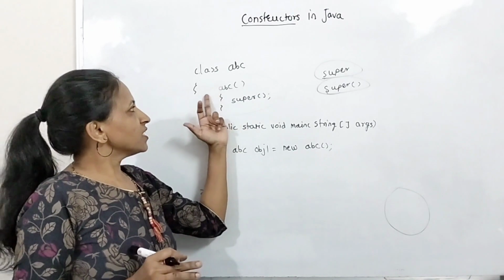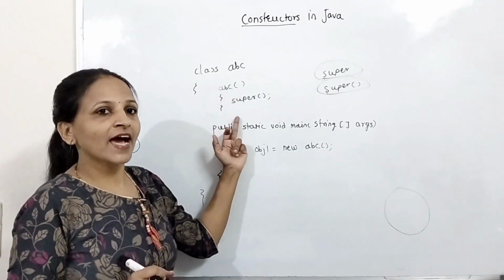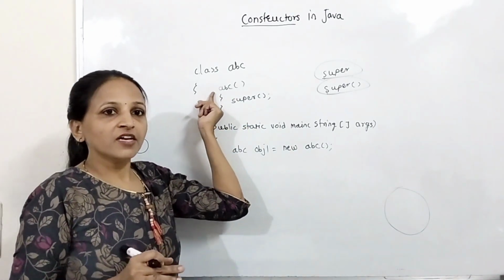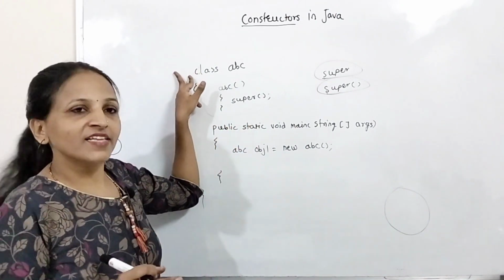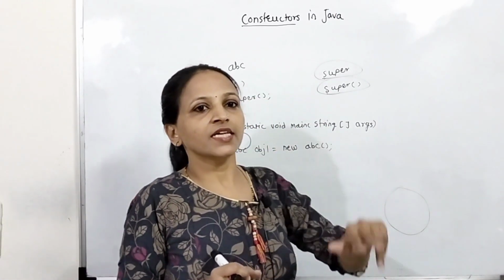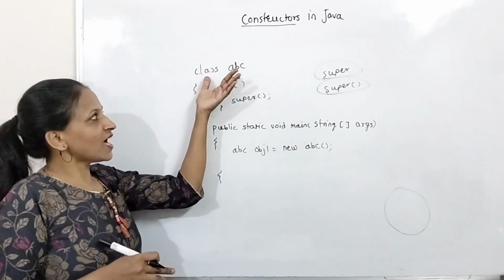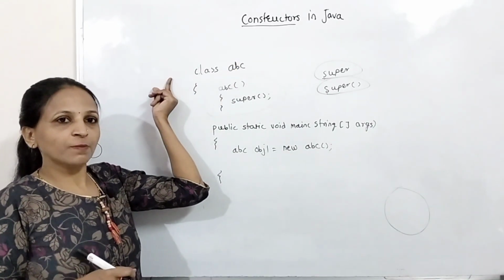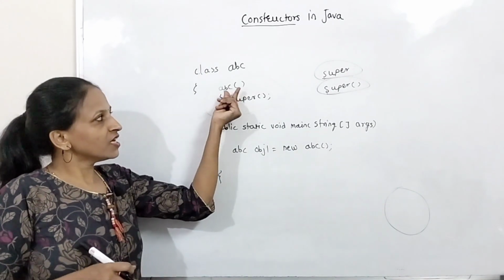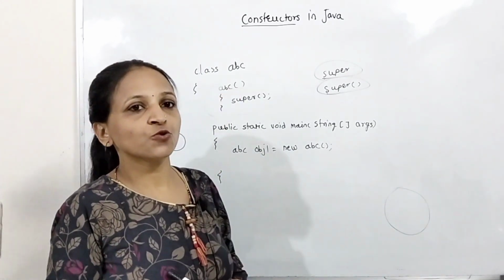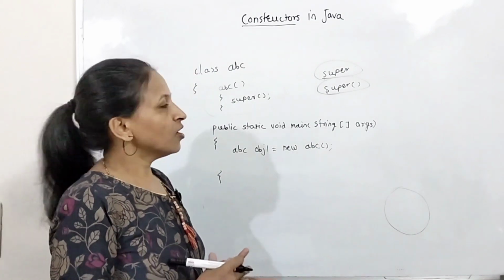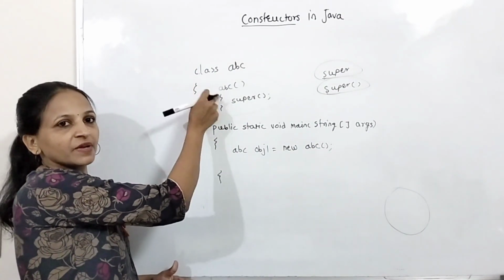Okay, but here see, the default constructor will have the same modifier as the modifier of that class. If that class is public, then that default constructor will have public access modifier. If the class has no access modifier, meaning the default access modifier, then automatically that constructor will also have a default access modifier. Only default and public are applicable here.